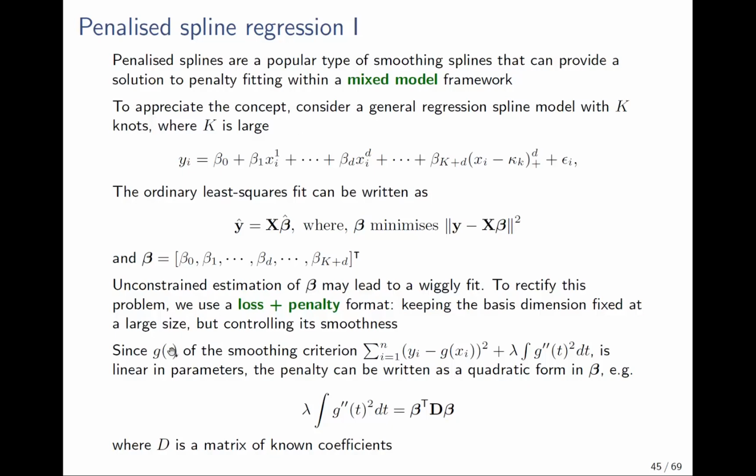Now, since the function g of the smoothing criteria, written in this form here, is linear in the parameters, the penalty, it turns out, can be written in quadratic form in beta, in this form here, where D is a matrix of known coefficients. And again, the detail of this isn't hugely important.